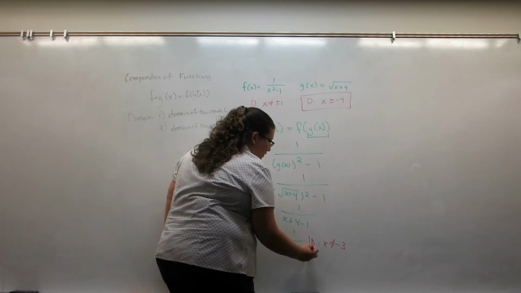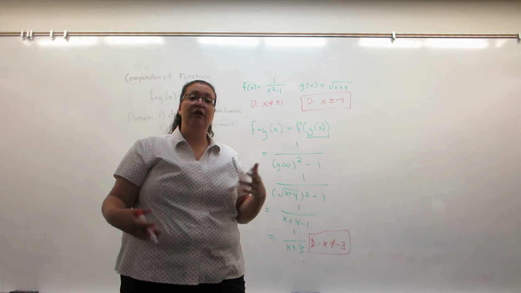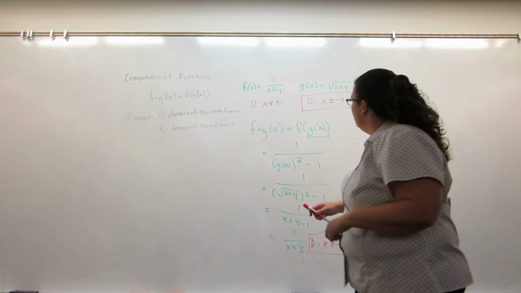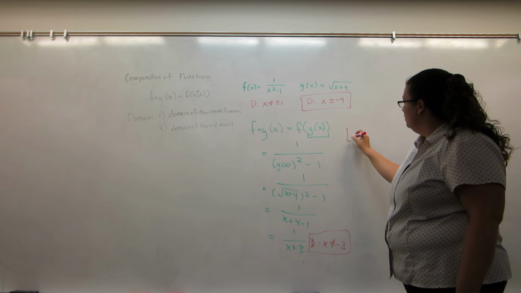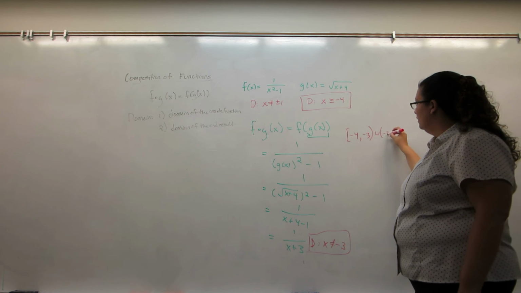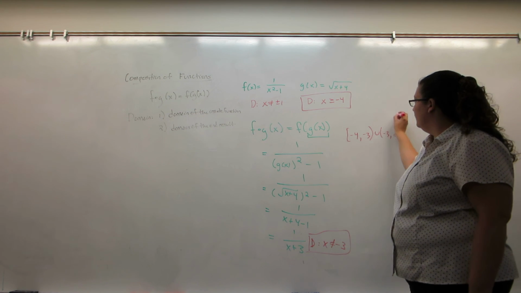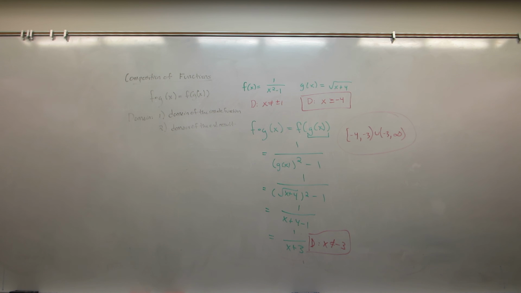So I'm going to take this together with my domain of my inside and look at their overlap. So I need things bigger than or equal to -4 but can't equal -3. So I want everything from -4 to -3 and then from -3 to infinity. And this is the domain of the composition of functions.